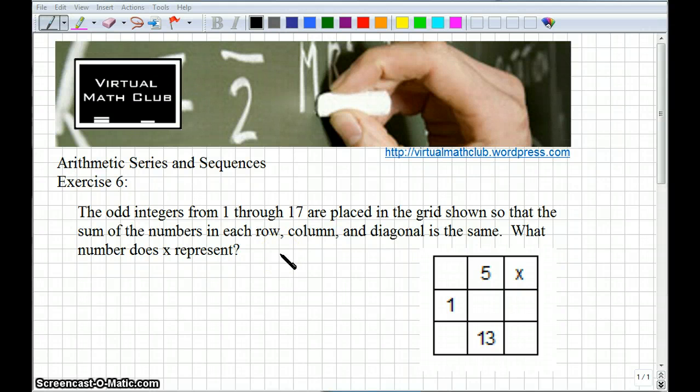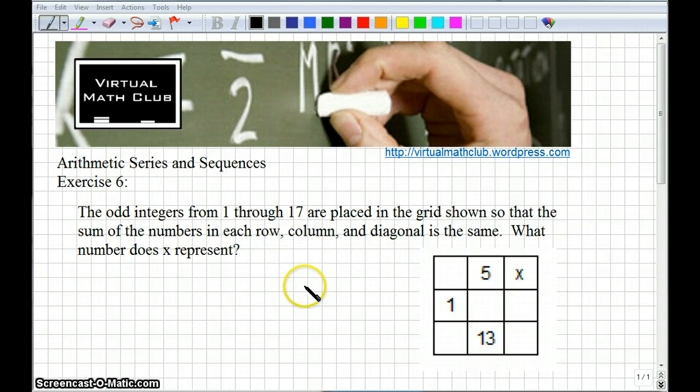In exercise number 6, we're given something that looks sort of like a magic square. I don't know if any of you have done magic squares before, but you try to place numbers so that the rows and the columns all add up to the same number, as well as the diagonals. So let's take a look at this and see if we can solve it.